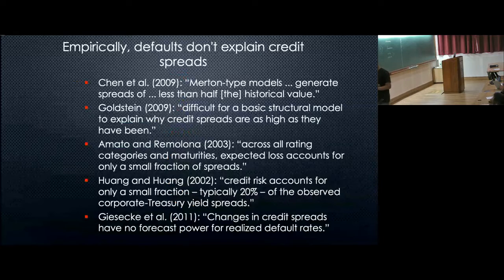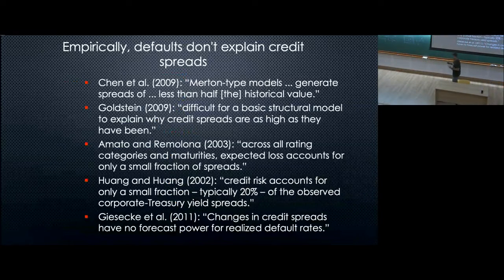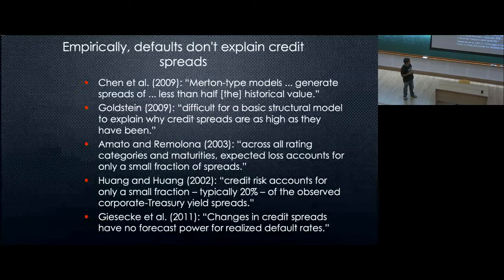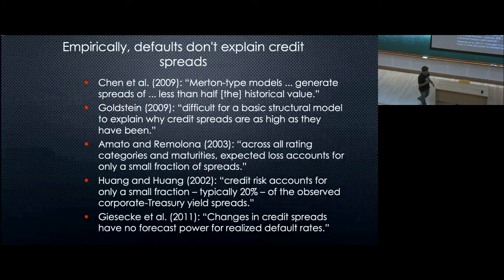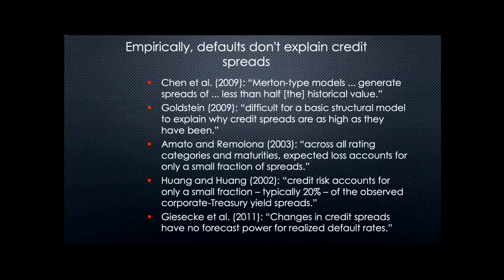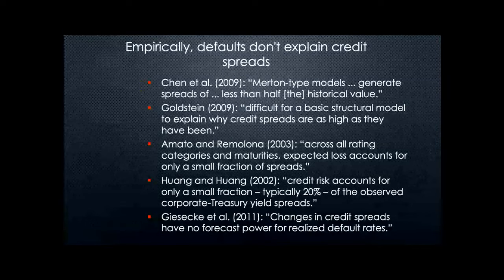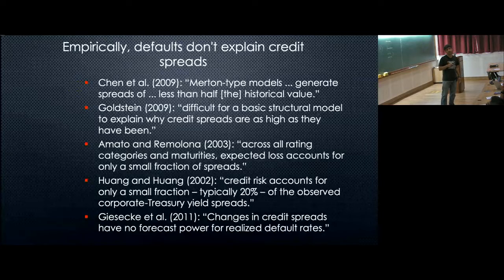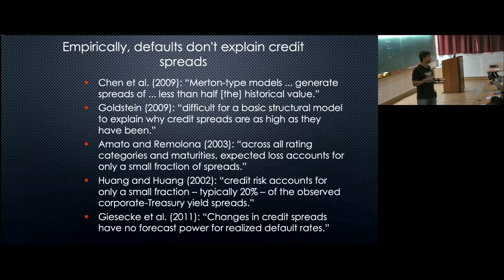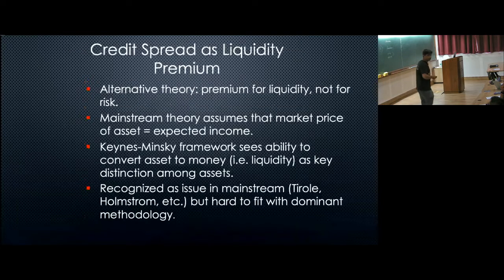Furthermore, empirically, a lot of people have done studies. Defaults don't explain credit spreads, right? So these are quotes you can take a look at. It's not terribly interesting, but it's paper after paper after paper which has tried to analyze credit risk spreads and said, we cannot understand this as arising out of default risk, right? So this is worthwhile looking at. Huang and Huang say credit risk accounts for only a small fraction, typically 20%, of the observed corporate treasury yield spread. So 80% has to be explained by something else. What could that be?